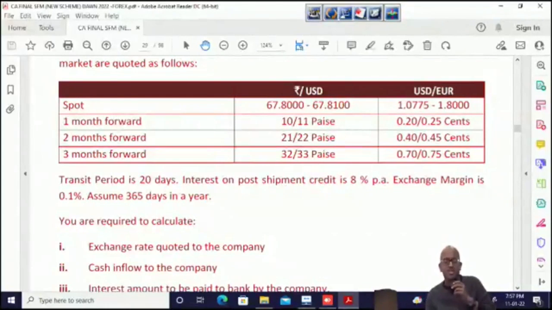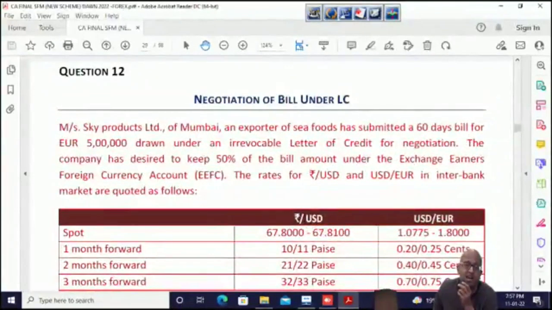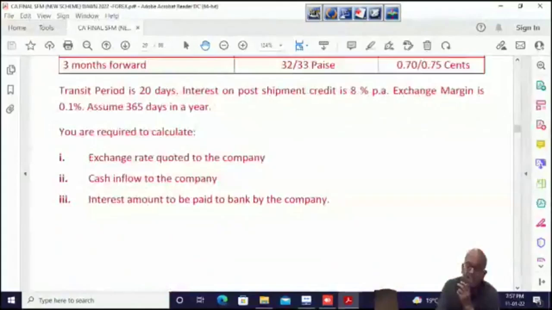So whatever rate you got, that multiplied by whatever rate we got, that multiplied by the amount which was 2,50,000, not 5 lakh, because we did not want to convert the remaining 2,50,000. We only wanted to convert the 2,50,000. So 2,50,000 multiplied by the rate in the first part shall be the cash inflow to the company.